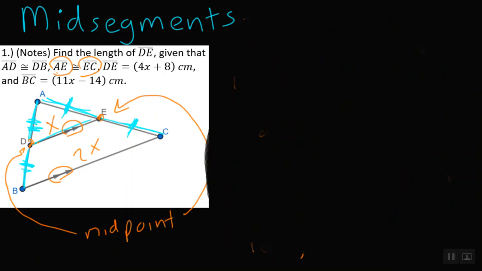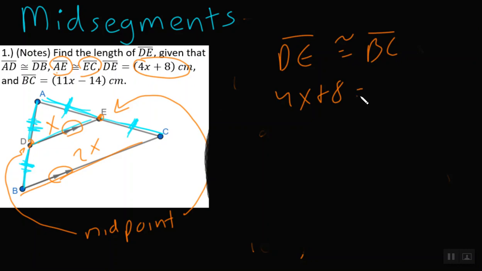Okay, in geometry, we've actually had quite a few of these. So we know that DE is 4x plus 8. So we'll write DE is 4x plus 8. And what if we said that DE was congruent to BC? And of course, that would mean 4x plus 8 is equal to 11x minus 14. And if I said, is that a true or false statement? You would hopefully say false.